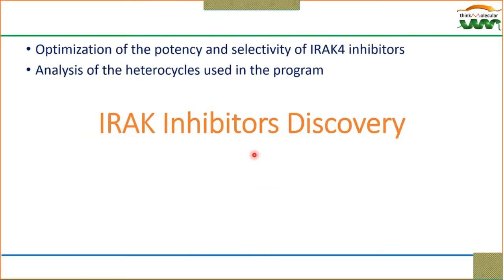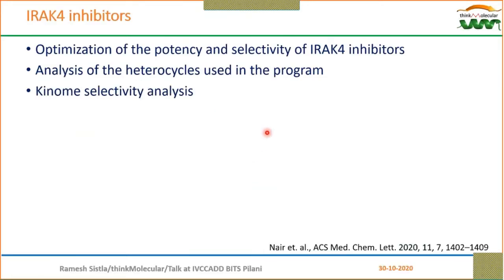So the first one is an IRAK4 inhibitor drug discovery program. The discovery of IRAK4 inhibitors. The problem at hand here was the optimization of potency and selectivity of IRAK4 inhibitors, the analysis of the heterocycles used in the program, and how we utilized structural information to analyze the kinome selectivity of these compounds. I'll present a short case study of this, and then we'll move on to other things.